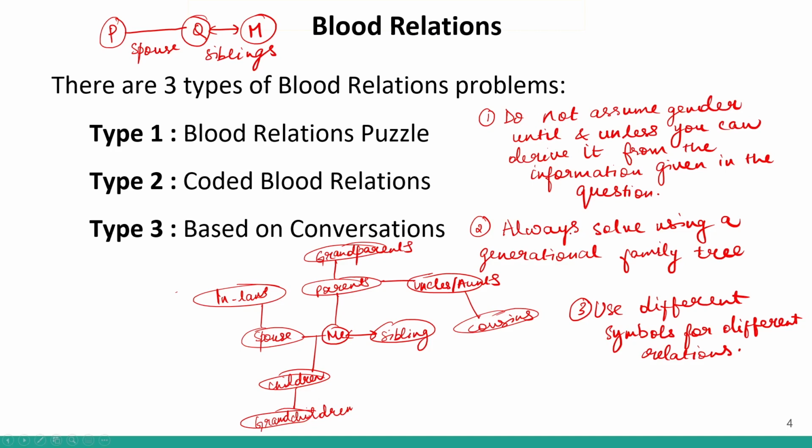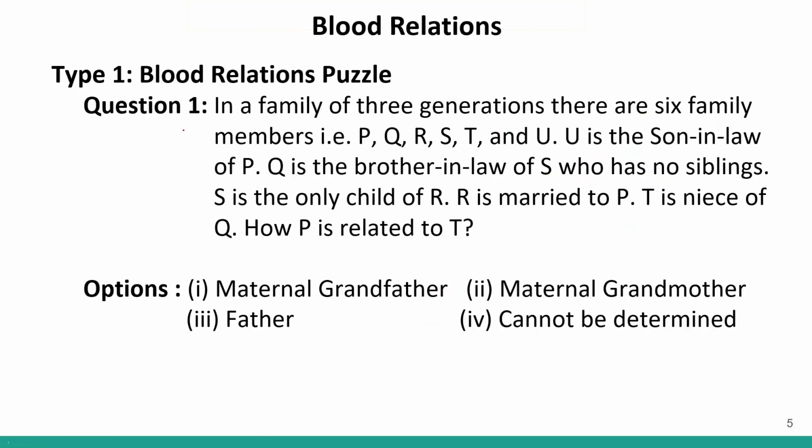Okay, so type 1, we have blood relation puzzle. This information is given to us. Based on this information, first thing we will do is draw a family chart. And based on that family chart, we will answer the question. Okay, so let us start.